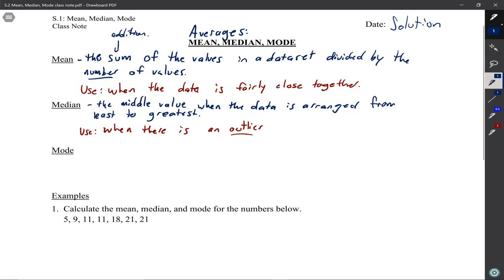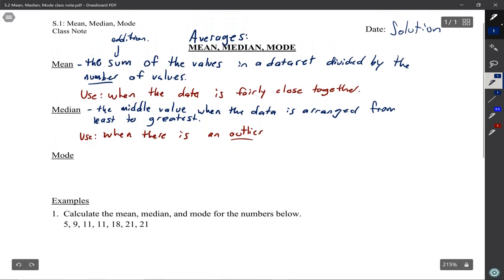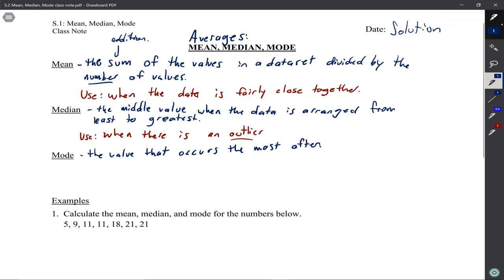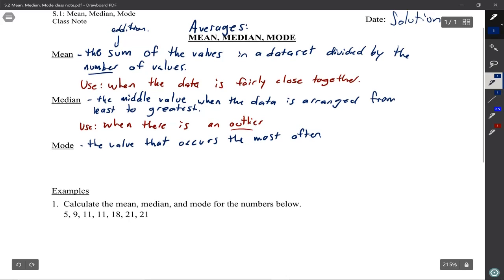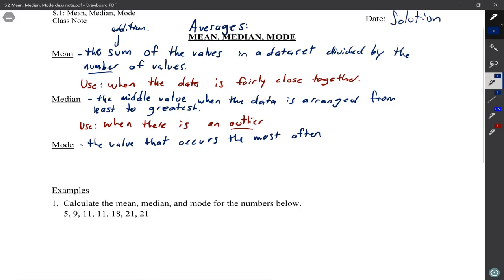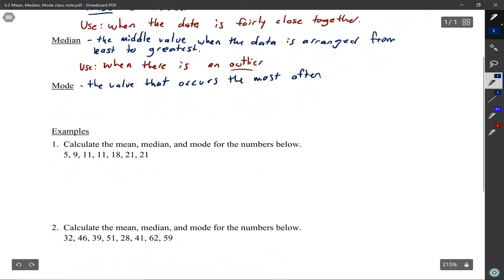Finally, the last kind of average that we're going over today is the mode. The mode is the value that occurs the most often. Now, note that not all data sets will have a mode, because some data sets don't have any repeated numbers. A data set with no repeated numbers would have no mode, and additionally, you could have a data set that has more than one mode if they are tied for the most often.